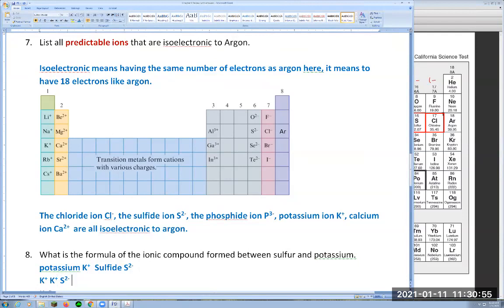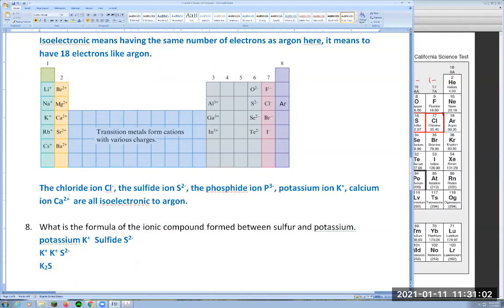And so when we write the formulas, we write it like this: K2S, because you want two potassium. The 2 here will be a subscript after the K to say you need 2K. So the 2 belongs to potassium, not S. So it says here 2K for 1S, because the 1 is implied, we do not write it. So that's the formula for the ionic compound made between sulfur and potassium.